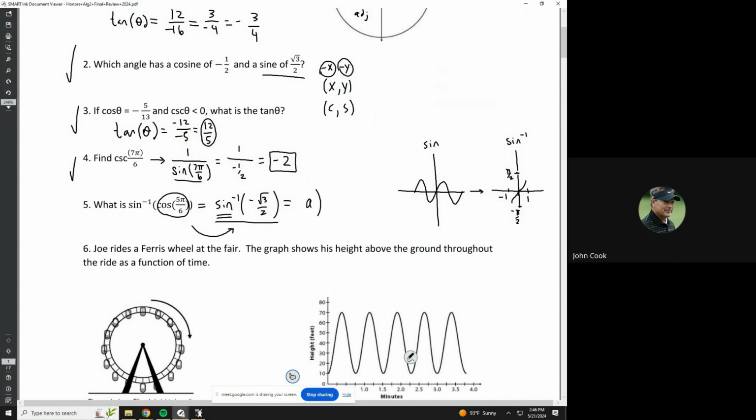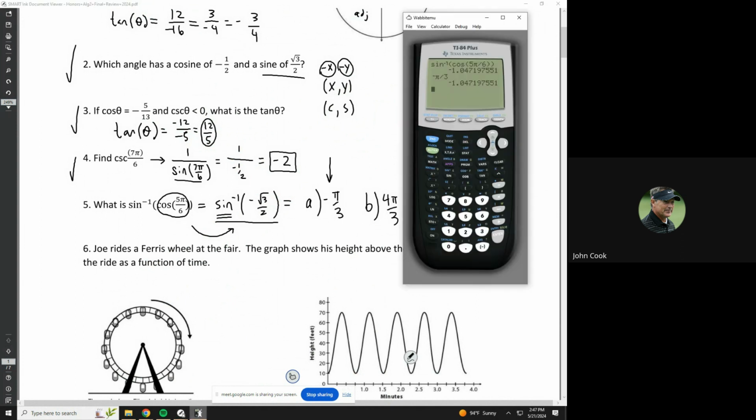You're like, A, negative pi thirds, B, 4 pi thirds, which is wrong. C, 5 pi thirds. They'll probably put that one on there too. Which one is the right answer? This one is, right? So here's what you can do.